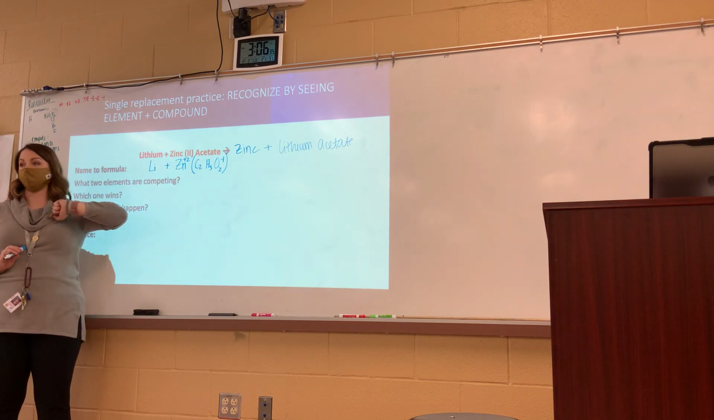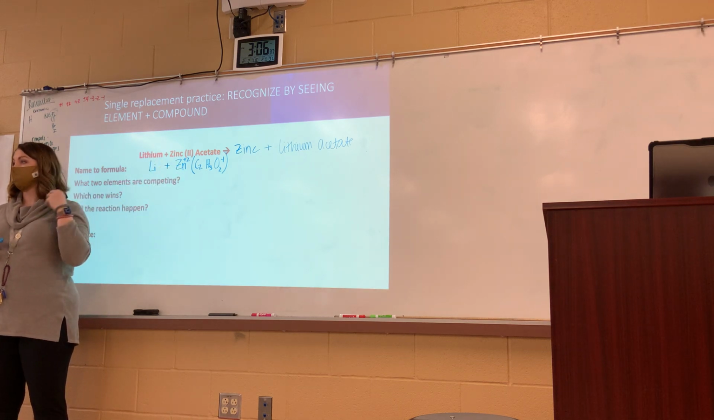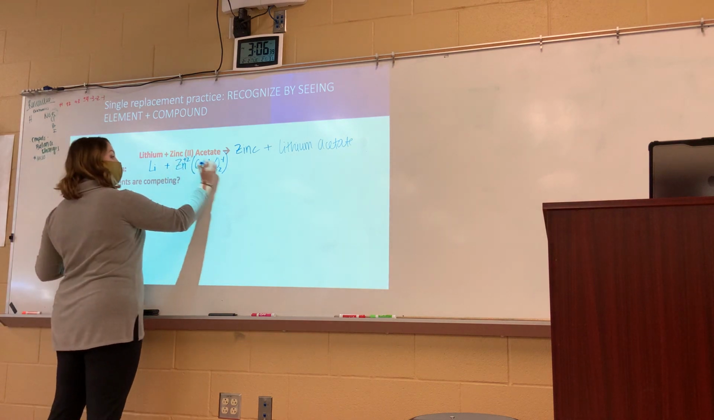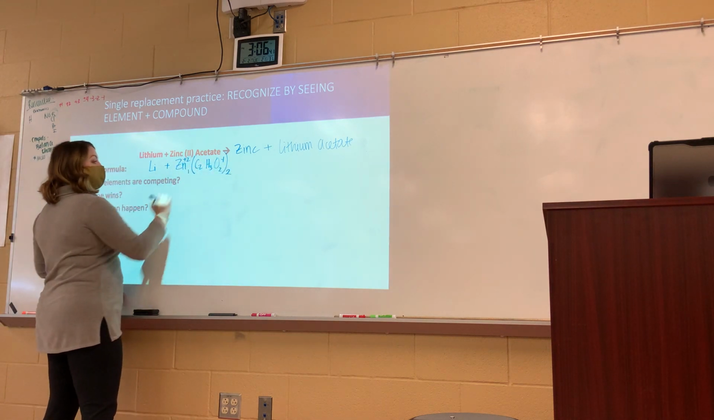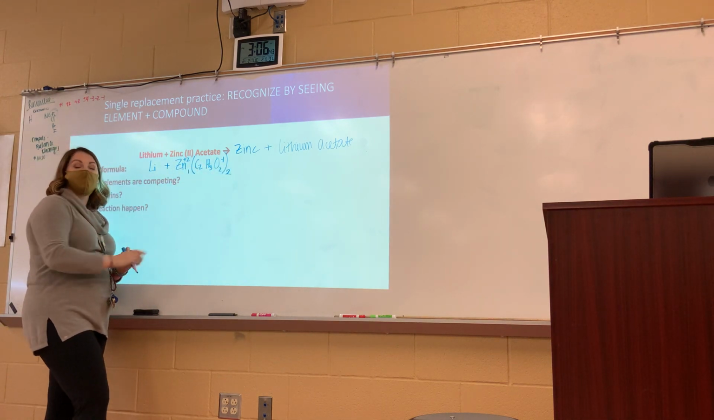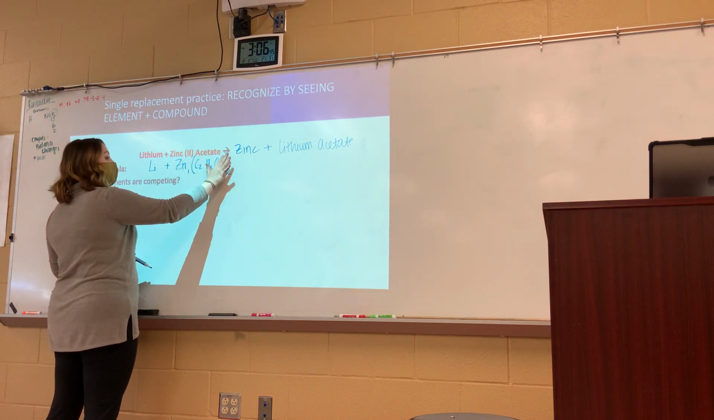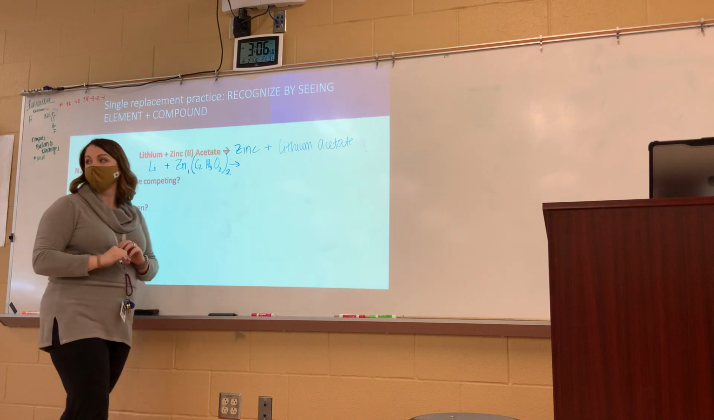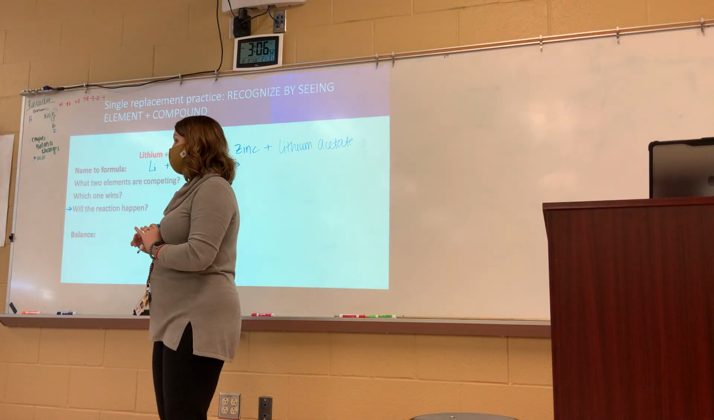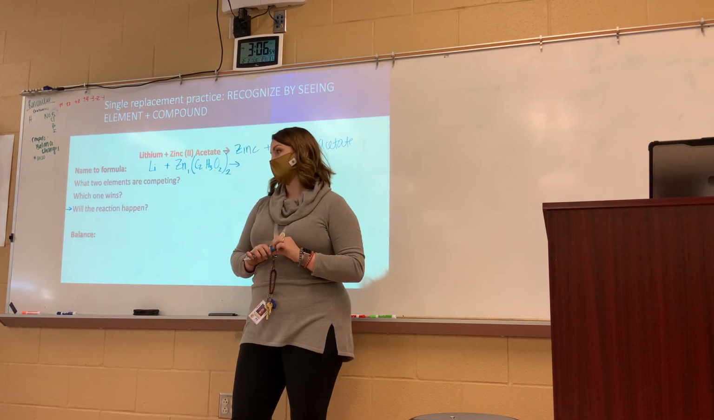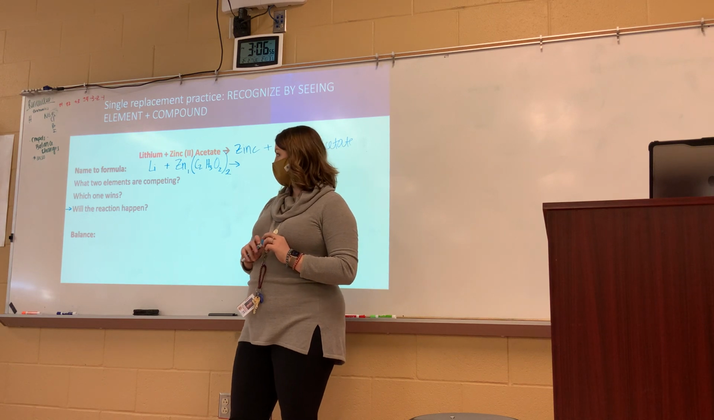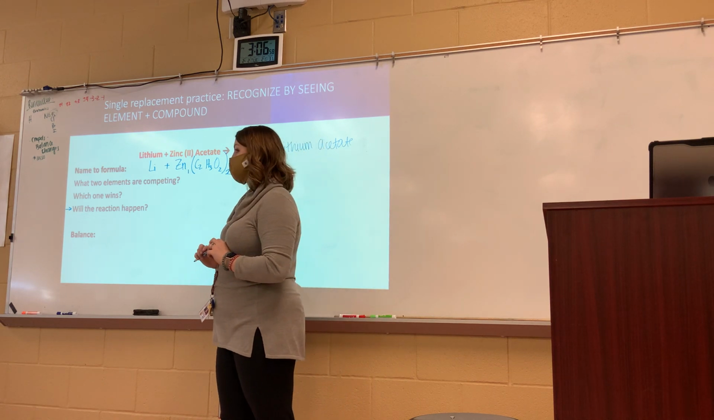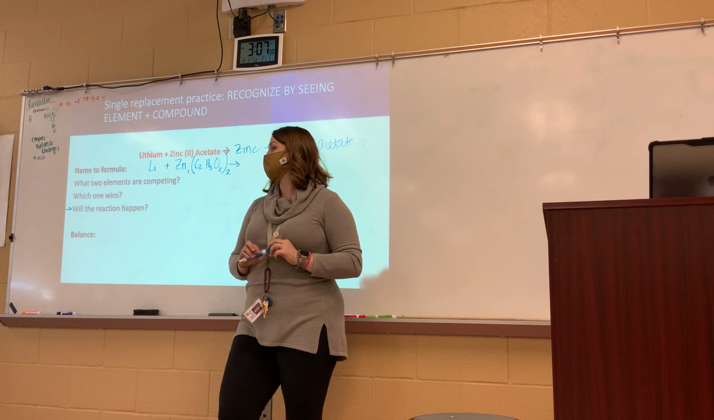zinc has a plus 2. So what do we do? Switch them. Lasso down, bring the 2 to the outside, bring the 1 to the outside, and then the charges, I can erase them. Yields... How do you write this? On that side you write the one that was competing, and on that side you write the one that lost.